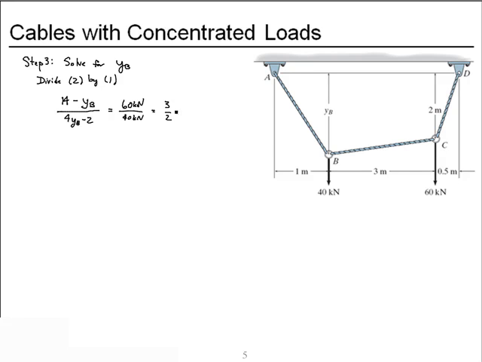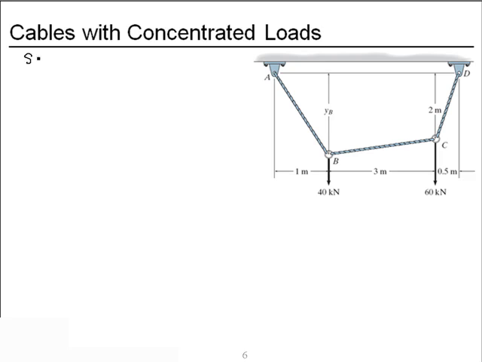So if I take this side and move it up, and I take this side and move it up, we're going to get 28 minus 2YB is 12YB minus 6. We'll consolidate YB on one side, we'll consolidate the other numbers on the other, we'll get 34 is 14 YB. The sag, 2.43 meters.